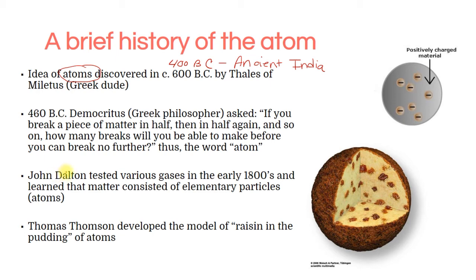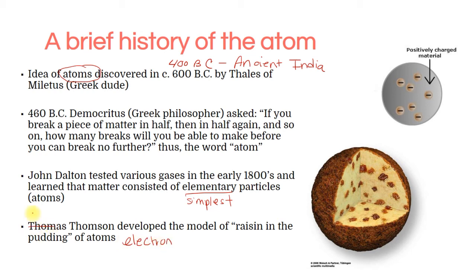And then nobody really thought about atoms for about 2,000 years. It was a very long time. We had the Middle Ages. There wasn't a lot of technology. Everybody was just trying to survive for the most part. Until about the 1800s, when a man named John Dalton started to investigate gases. And he learned that these gases were made out of elementary particles. Again, that means the simplest particle, the smallest piece that you can find. About the same time, Thomas Thompson discovered a few things, including the electron.